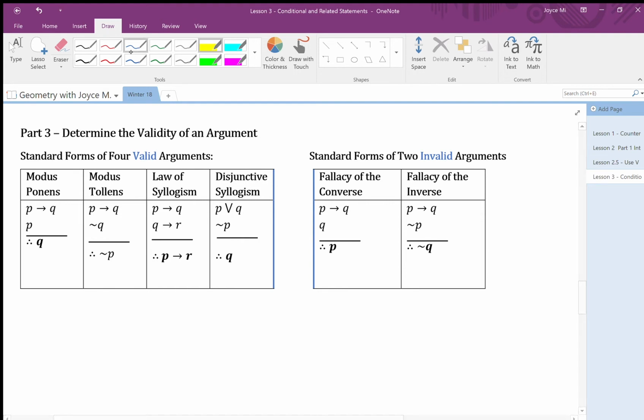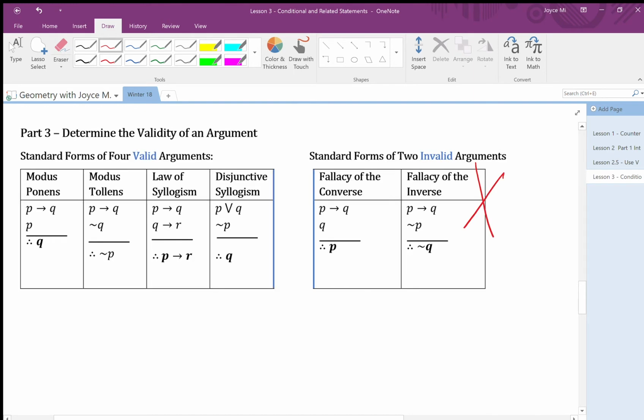Now the ones on the right-hand side are false. You cannot use them. That's bad. Don't do it. One is the converse and one is the inverse of the given one. So I'm going to cross it out, just to say don't do it, so you can still see it.